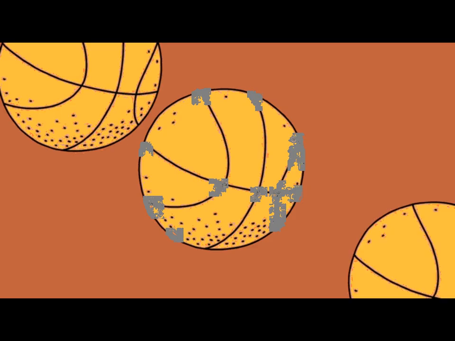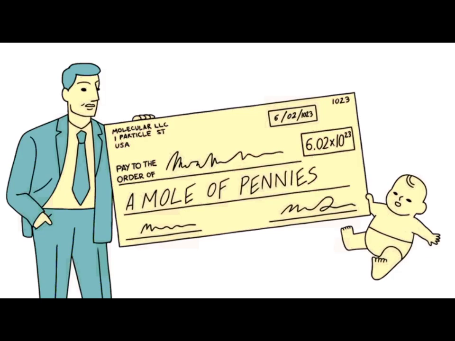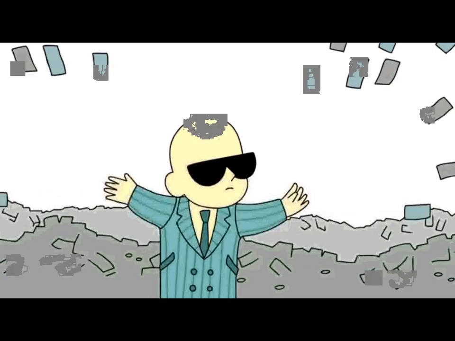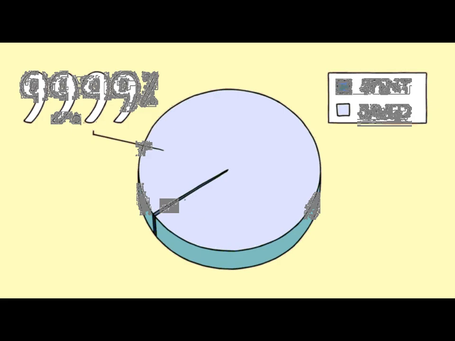If you had a mole of basketballs, you could create a new planet the size of the Earth. If you received a mole of pennies on the day you were born and spent $1 million a second until the day you died at the age of 100, you would still have more than 99.99%.